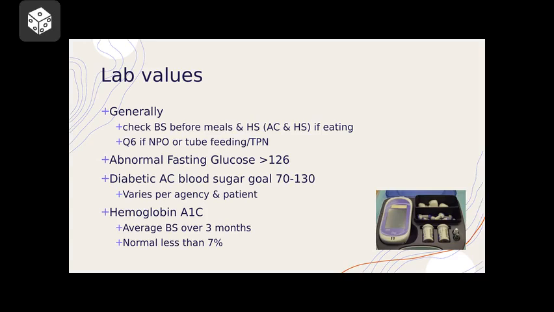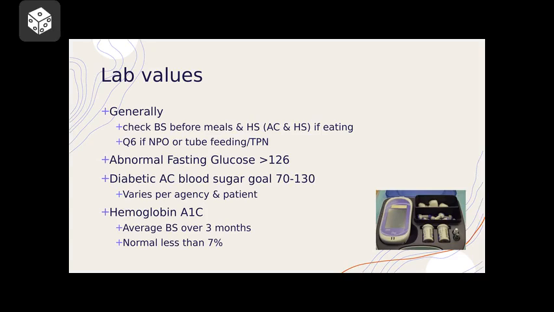Last thing we're going to talk about, probably one of the coolest lab values we can check with diabetics, is called a hemoglobin A1C. So this hemoglobin A1C is going to measure your average blood glucose over a 3-month period.